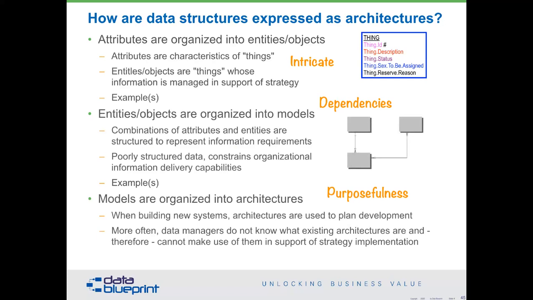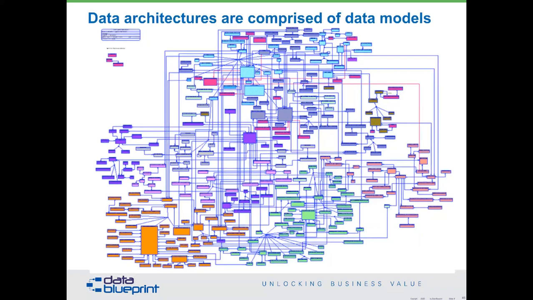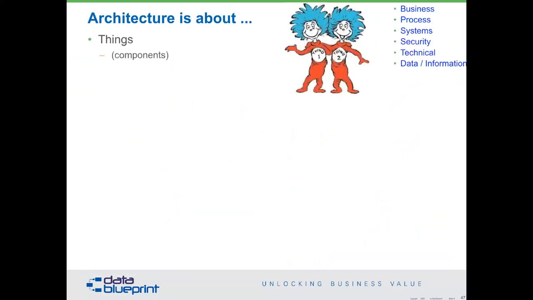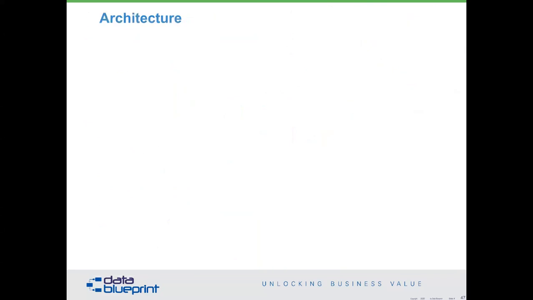And then the models are organized into architectures. This is our purposefulness. This is the idea that we are trying, in this case, to do everything to get this particular thing right. And how come I can't show you an example? Well, they're not much use, particularly in a format like we're doing today. So while you may have this that represents an architecture, I'm just using it as an icon. It really doesn't tell us anything at all. So architectures are about things, about the function of those things individually, and how those things interact as a system. Now, when we look at that overall, we get a better picture of what's happening.